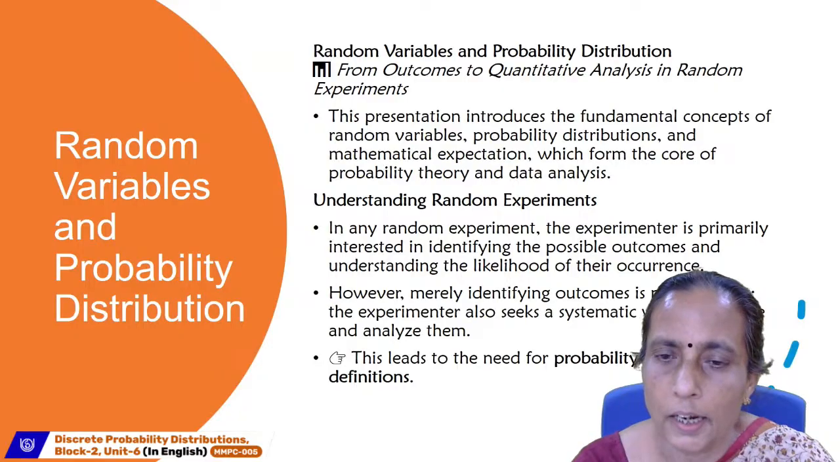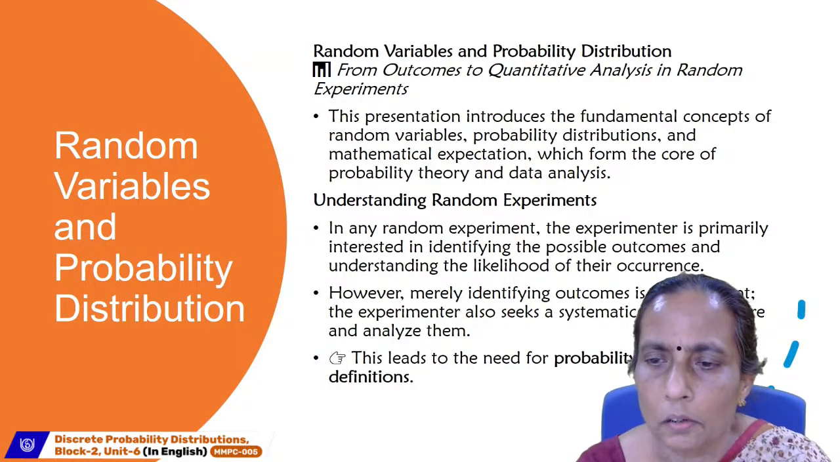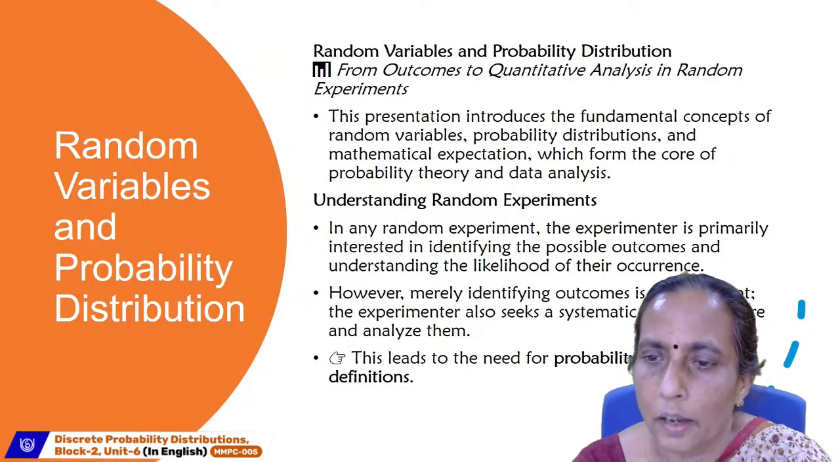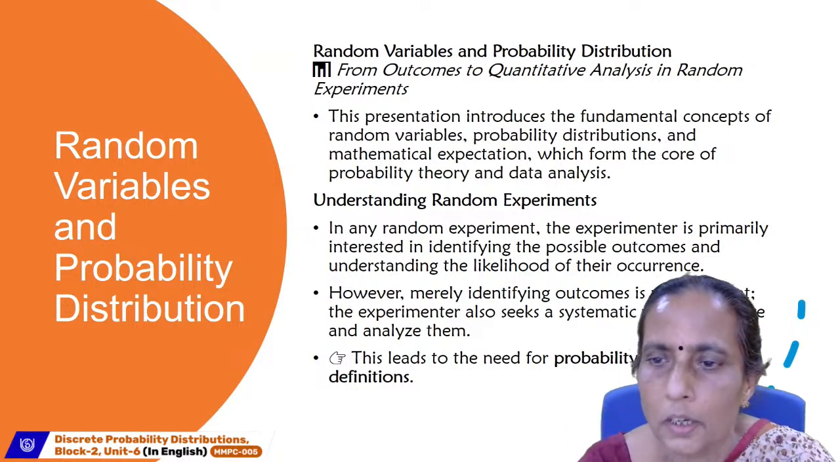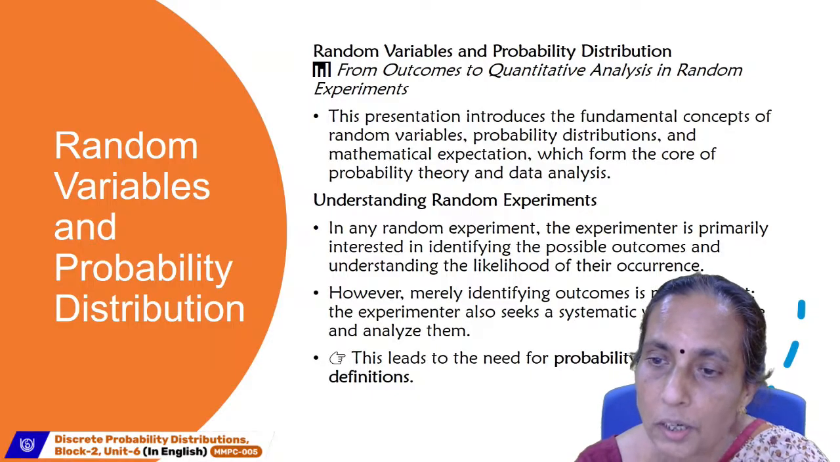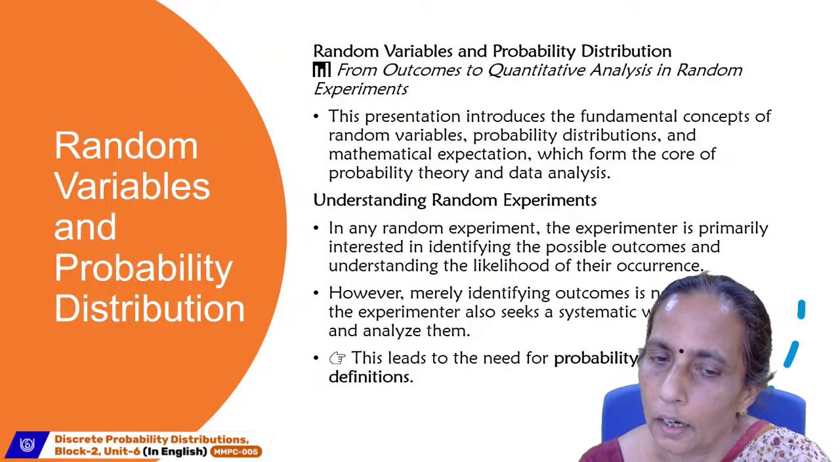Understanding random experiments, we went through in the previous class also. In any random experiment, the experimenter is primarily interested in identifying the possible outcomes. A random experiment means an experiment whose outcomes are not certain. What will be the outcome, exactly, we don't know. It may be this or maybe that. That is our random experiment. So the experimenter is primarily interested in identifying the possible outcomes and understanding the likelihood of their occurrence.